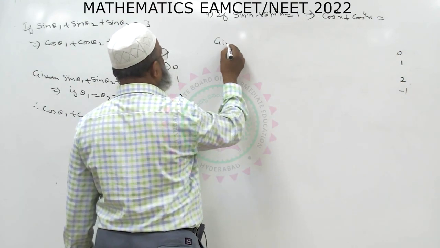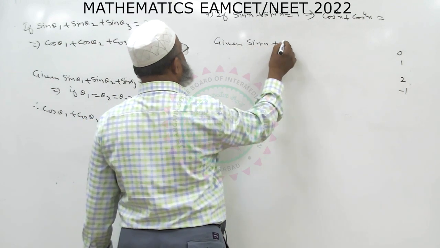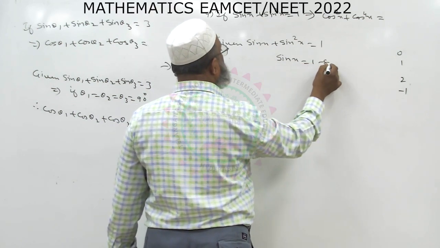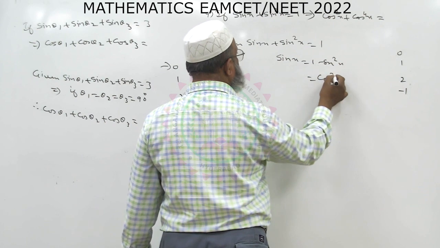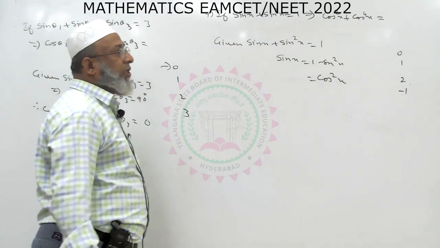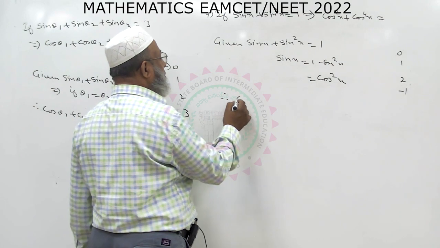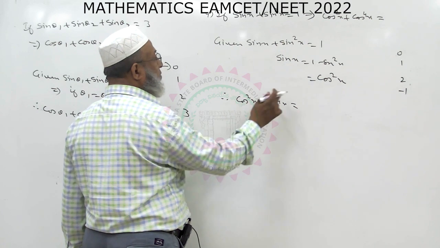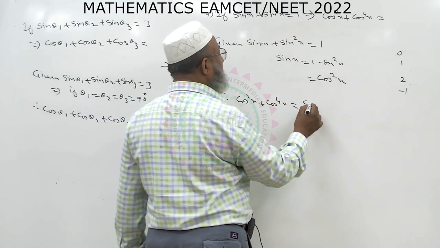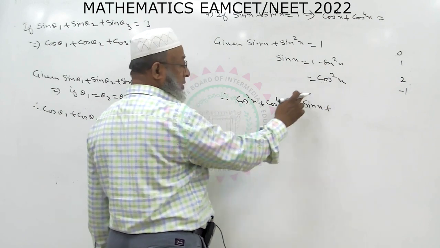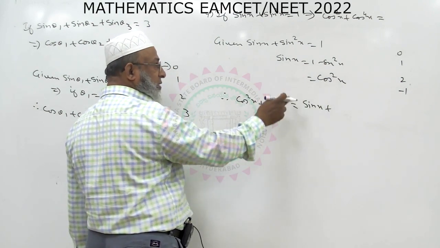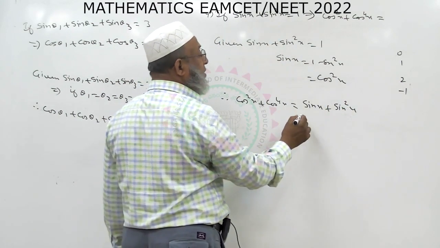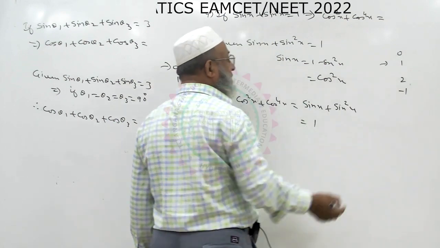So, given sin x plus sin square x is equal to 1, sin x is equal to 1 minus sin square x. 1 minus sin square x can be taken as cos square x. Therefore, cos square x plus cos 4x is equal to, what is cos square x? Sin x. So sin x plus cos 4x, and cos 4x is equal to sin square x. Therefore, sin x plus sin square x is equal to 1. Therefore, the answer is 1.